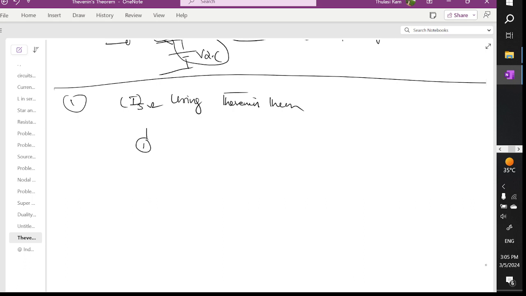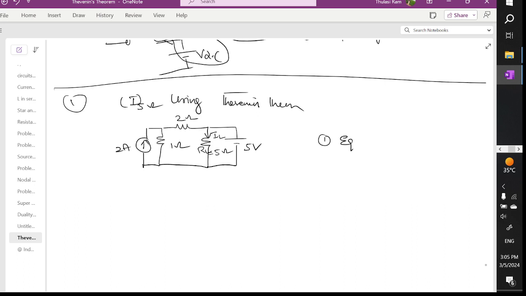The network given is like this: a current source of 2 ampere and a resistance of 1 ohm, and you have a 2 ohm resistor, and here we have a 5 ohm resistor, and here you have a 5 volt source. This is the load resistor given, and we are asked to find the current across this branch. Let's try to apply Thevenin's theorem for this.